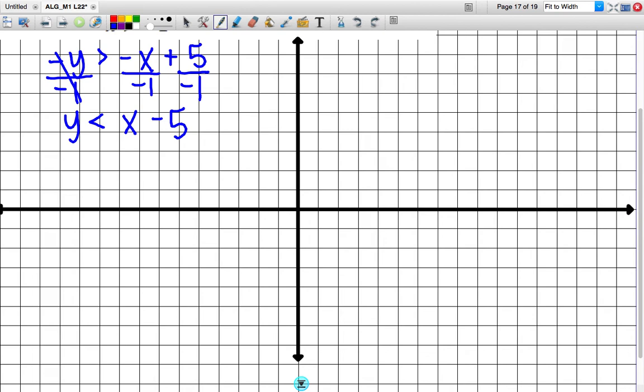Y-intercept of negative 5. Slope is positive 1. It's less than, there's no bar underneath, which means it is a dotted line.